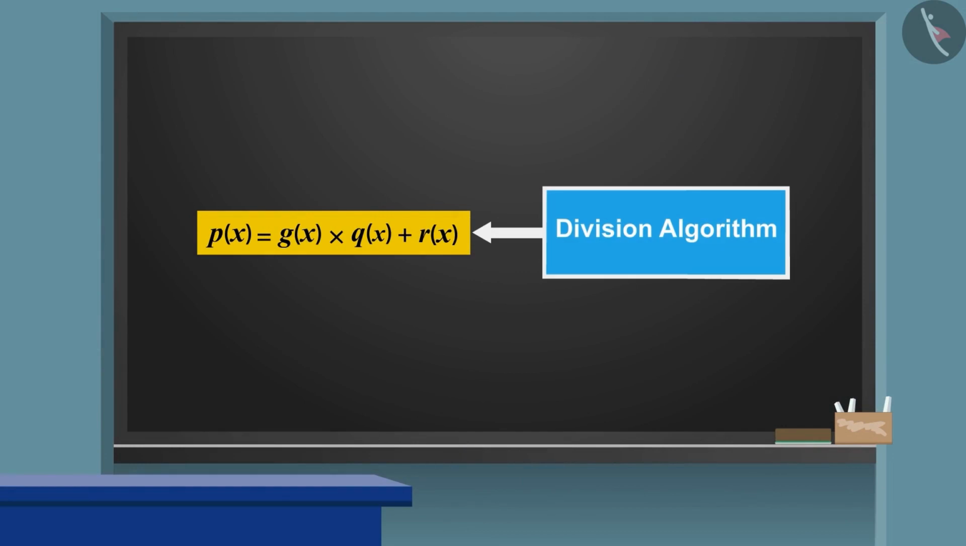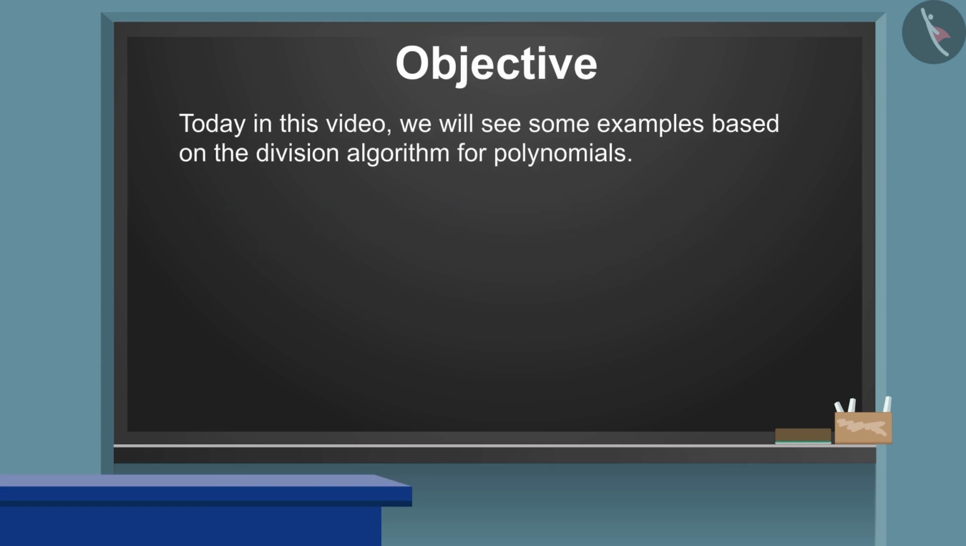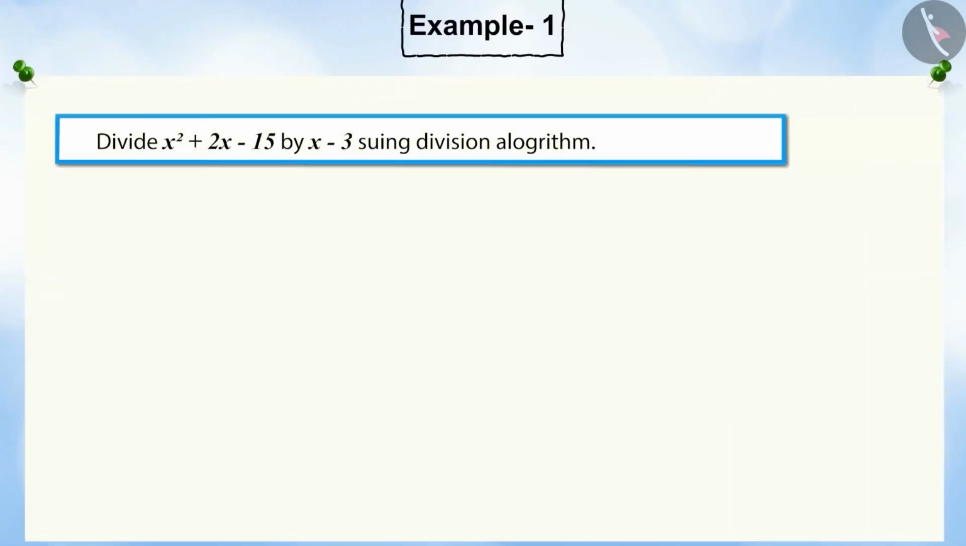In our previous video, we learned about the division algorithm for polynomials. Today, in this video, we will see some examples based on this. Divide x raised to power 2 plus 2x minus 15 by x minus 3 using division algorithm.